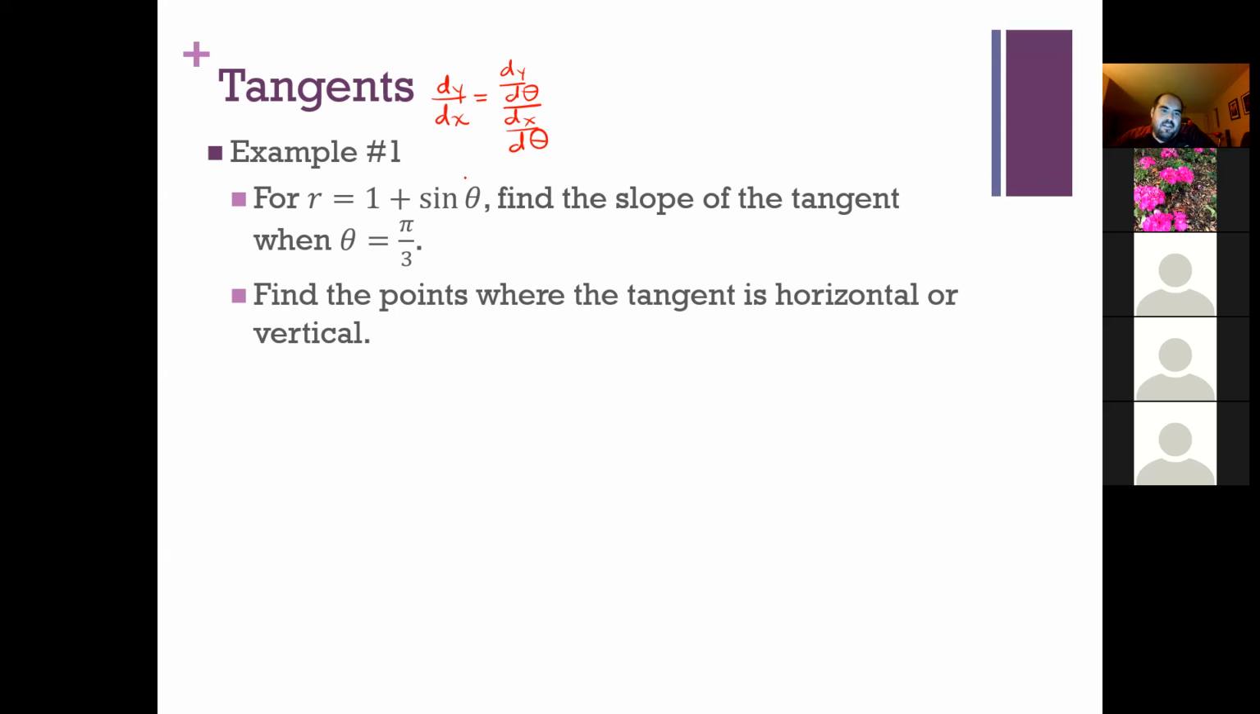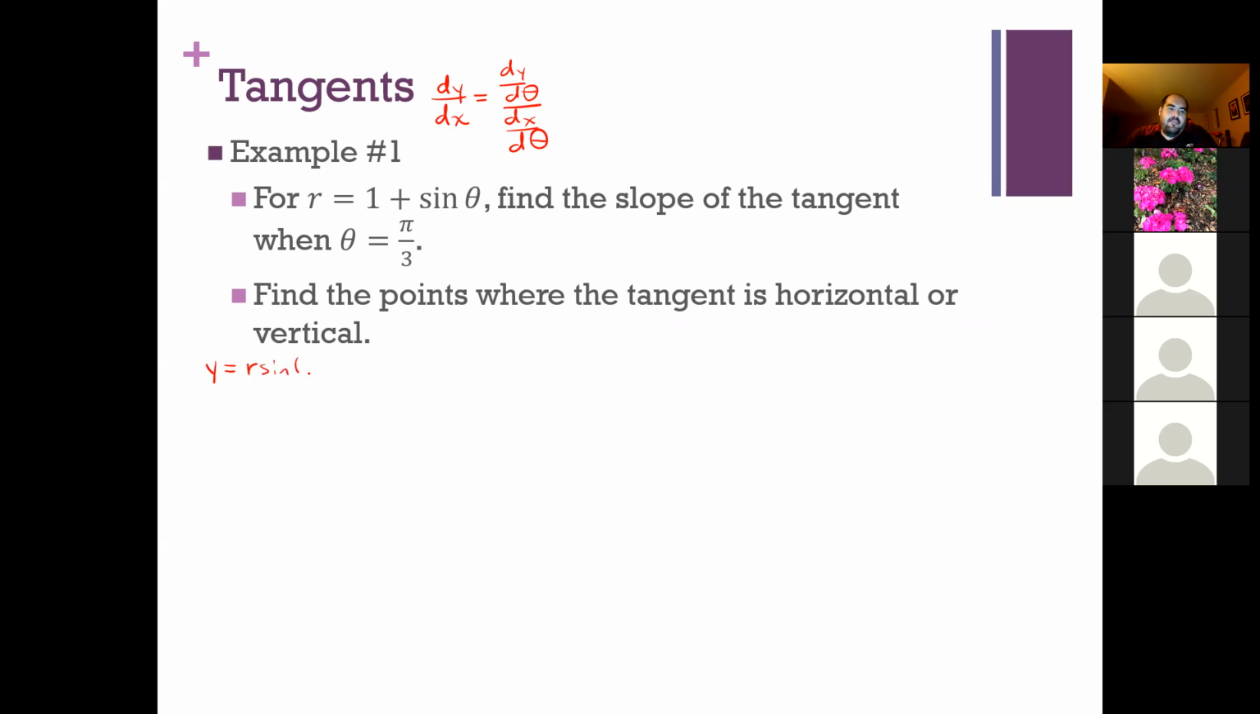So still have the same problem. I don't have y or x in this equation. So how do we build that up? So here's one thing we know. We know that y is equal to, what's y equal to in terms of r and theta? R sine theta.